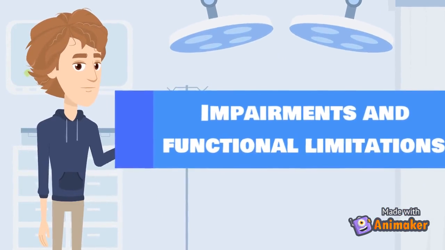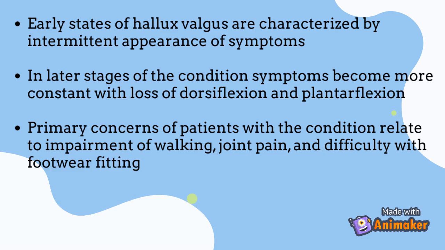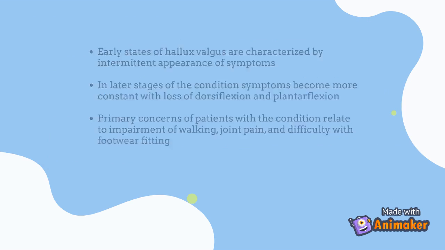Impairment and functional limitation. Early stages of Hallux valgus are characterized by intermittent appearance of symptoms and no restriction of normal activities. Range of motion is reduced at the first metatarsophalangeal joint but may be in only one direction. In the third stage of the condition, symptoms become more constant with loss of dorsiflexion and plantar flexion, progressing to the joint ankylosing. Primary concerns of patients with the condition relate to impairment of walking, joint pain, and difficulty with footwear fitting.